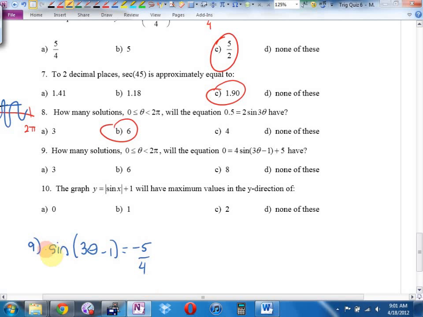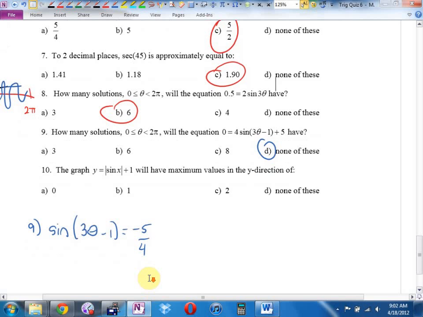What's the amplitude right here? Because how big is that? Negative 1.25. It's never going to get that low. This graph will never cross that graph. None of these.